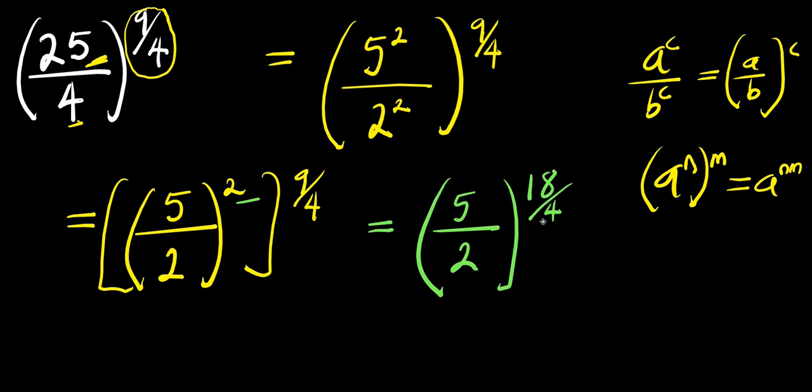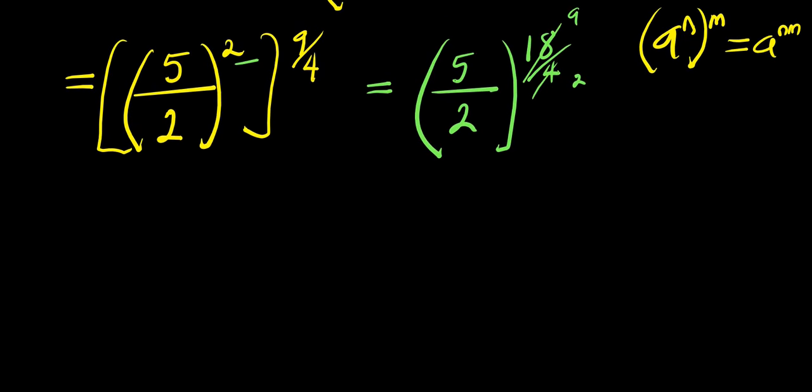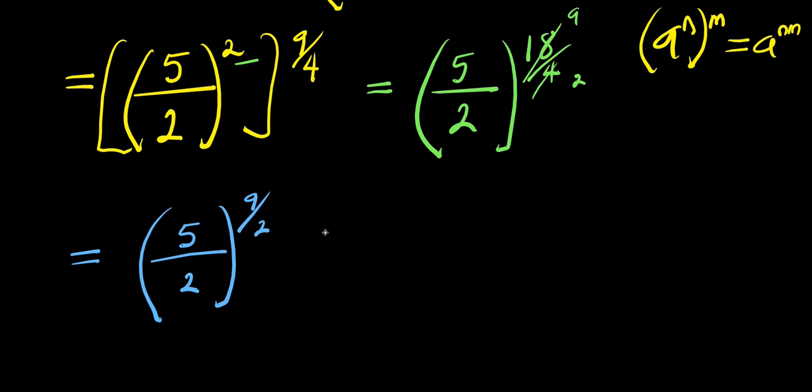Now, what we can do again will be to cancel out. 2 can divide 18 nine times, and 2 divides 4 two times. So from here, we are going to be left with 5 divided by 2 raised to the power of 9 over 2.